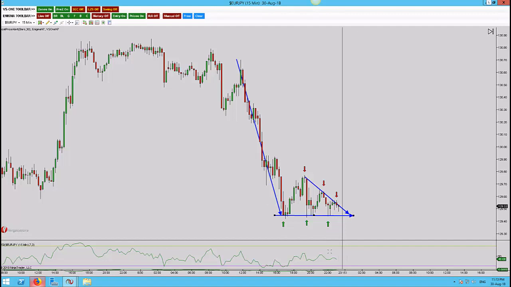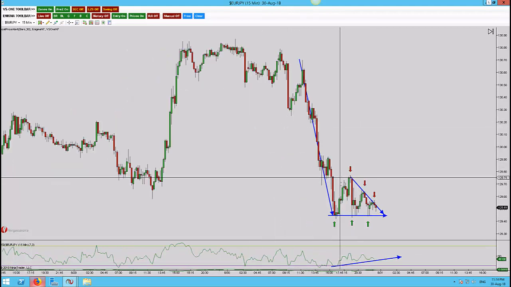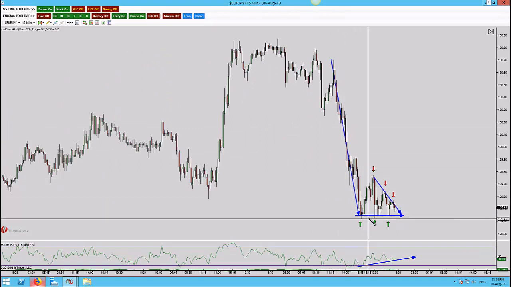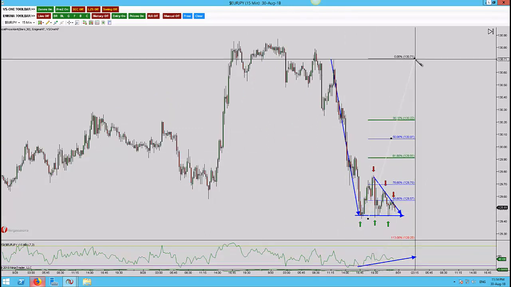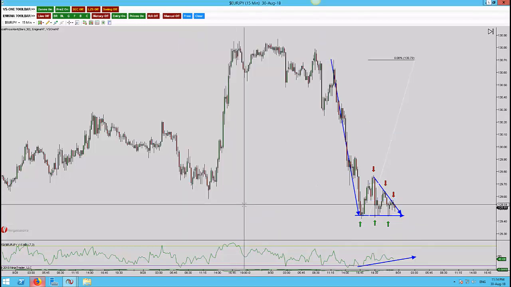If you want more confirmation, here you have it in the form of the RSI. We went oversold at 17, and we've got lovely divergence on this particular trade. With this type of trade, I will always look for a minimum of a 127 extension to take targets. Now I am going to take them before the 127 extension, and I'm going to explain why in just a moment.